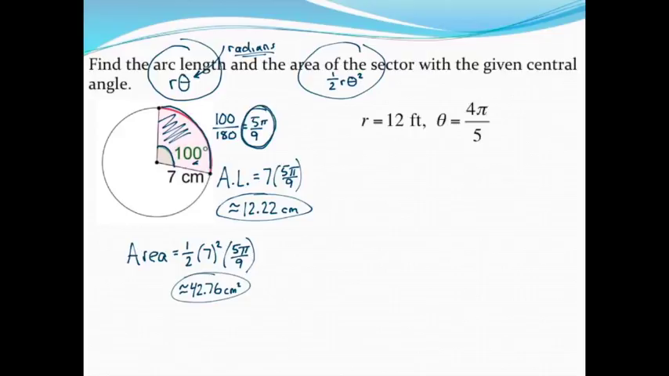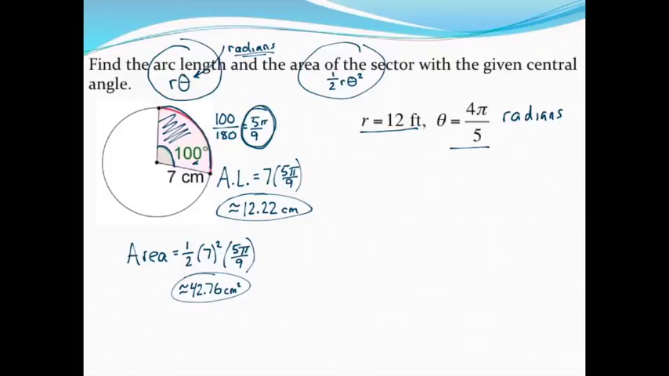All right, for my next example, I'm not given a picture, but that's okay. I don't really need the picture. I've been given the radius of the circle. It's 12 feet, and I've been given the central angle measurement. It's 4 pi over 5. Notice this time it is in radians, so there's nothing I need to do to convert this. I can go ahead and use the formulas just as with the numbers I have.